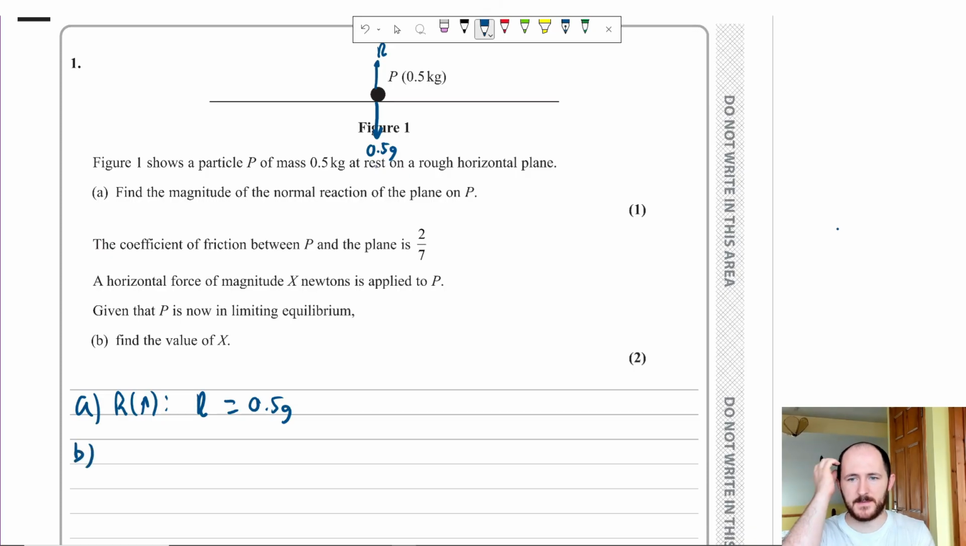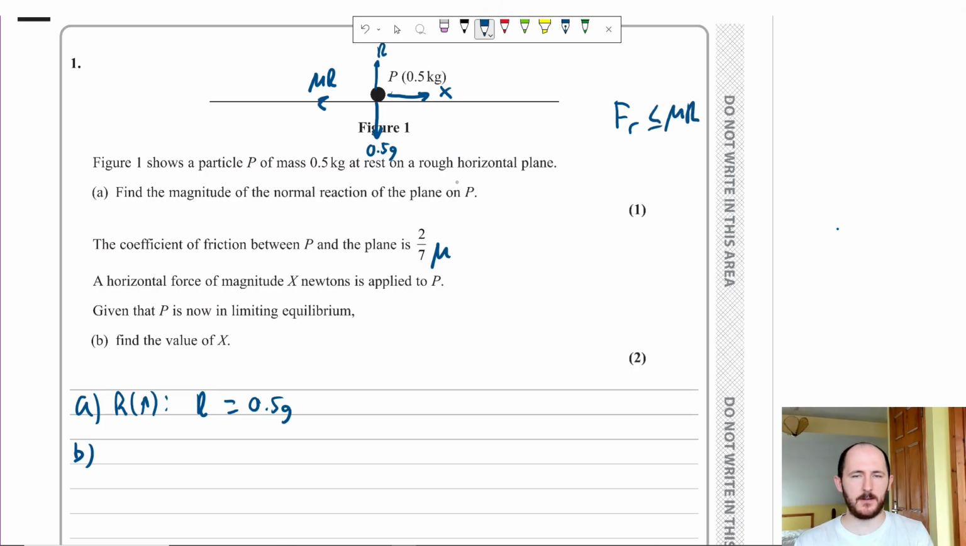For part B, it says the coefficient of friction between P and the plane is 2/7. A horizontal force of magnitude x newtons is applied to P, given that P is now in limiting equilibrium. So we have this horizontal force x, and that means we have a backwards force, which is mu R. Now, when they say limiting equilibrium, it means friction is at its biggest value, because normally the equation for friction is this.